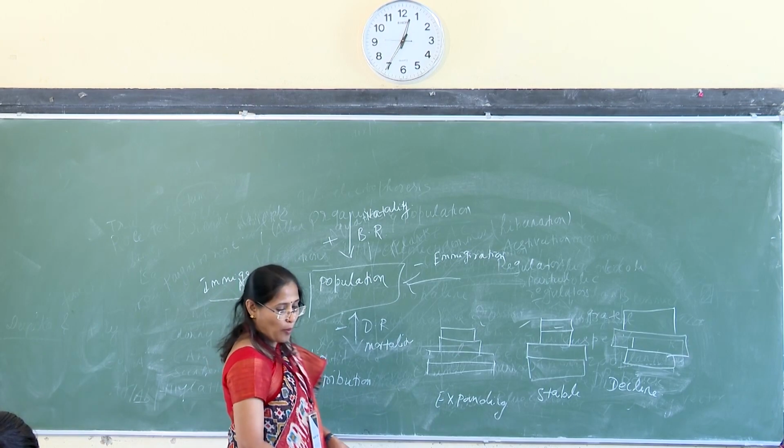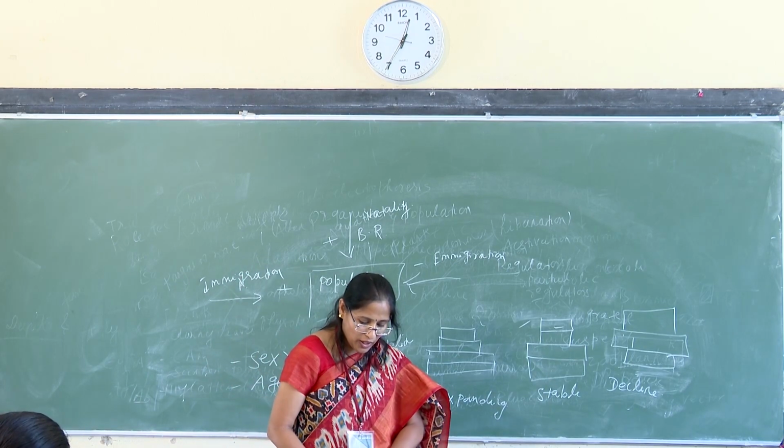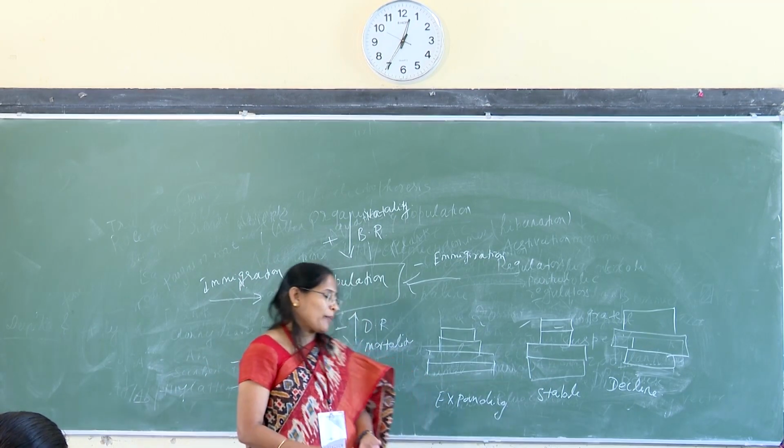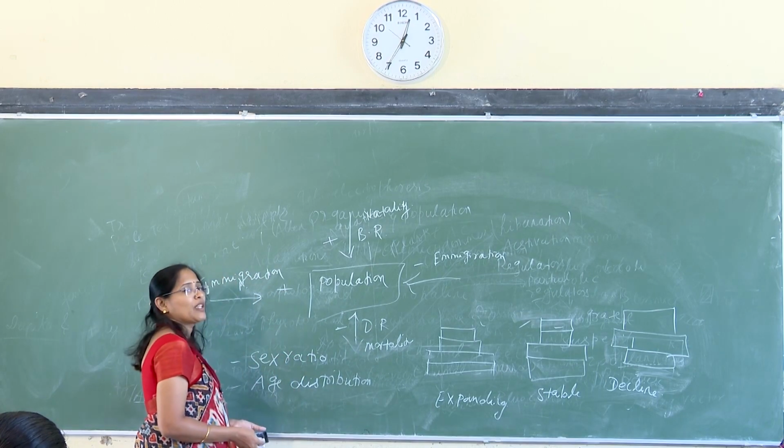So next is your population size or your population density. How do you represent your population size or population density?